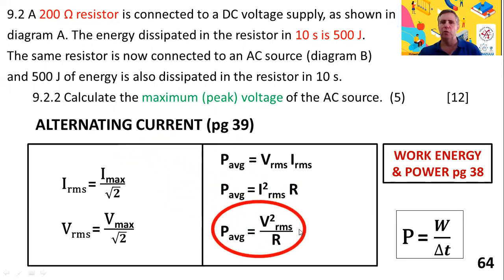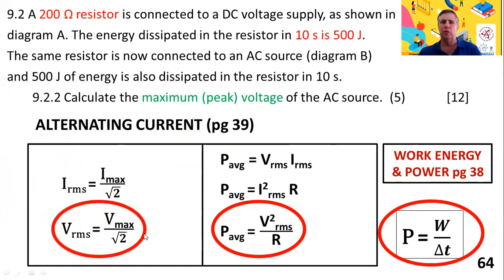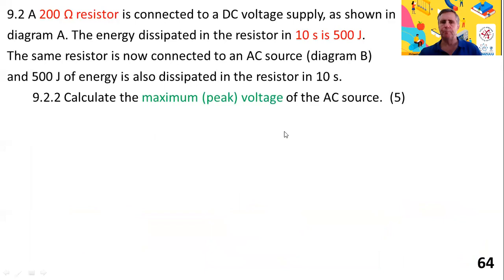Now, we're going to use this one because you can see we've got resistance, and effectively those 2 figures give us power, and that will help us to find voltage. So we're going to find power from work and time over there using this equation from page 38. And then finally, to calculate the peak voltage or the maximum voltage, we're going to use this equation. So we actually need to use all 3 equations.